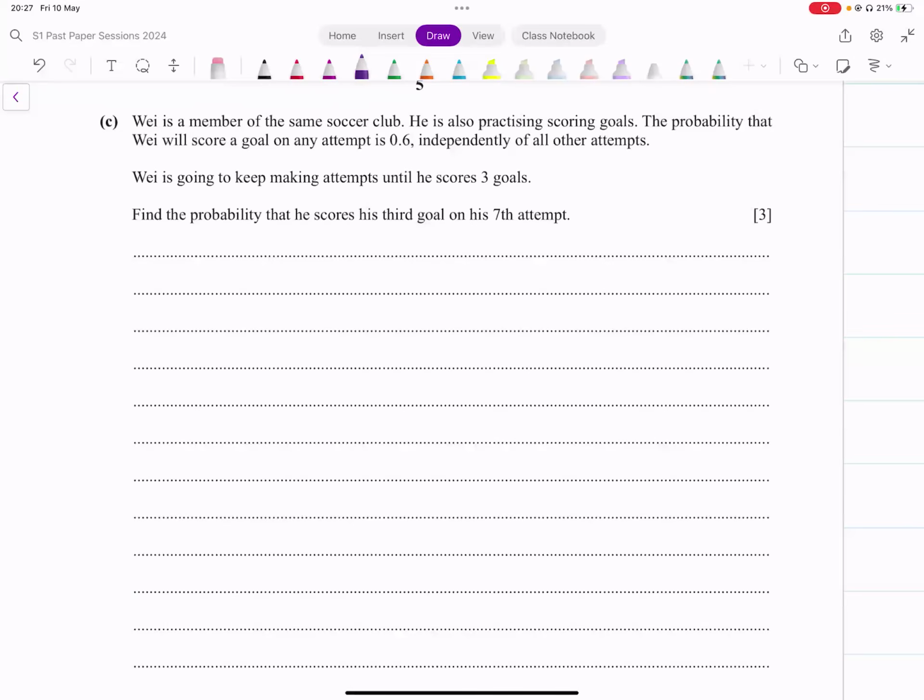Yes, Sufyan, you can write probabilities in fractions. That's acceptable. Yes.